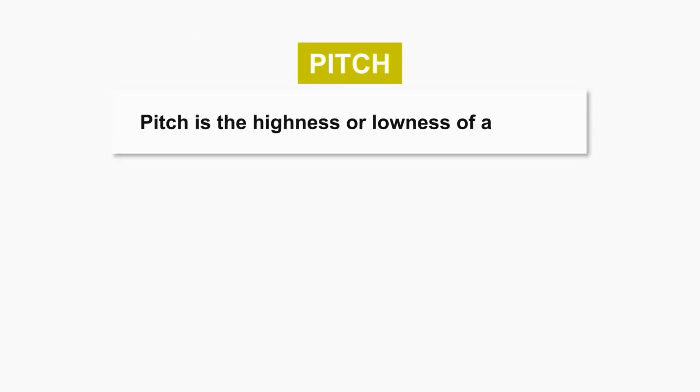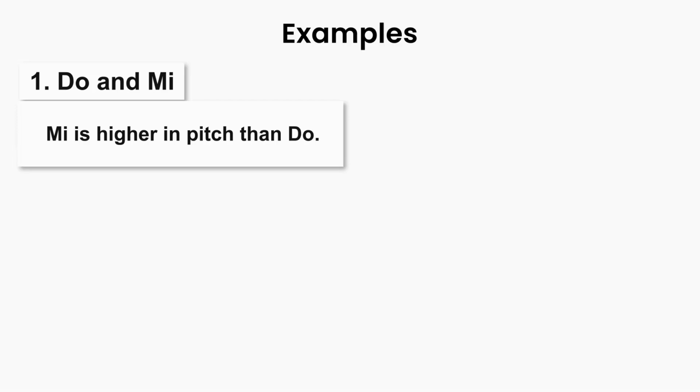What is pitch? Pitch is the highness or lowness of a sound. Example, number one, do and mi. Mi is higher in pitch than do.